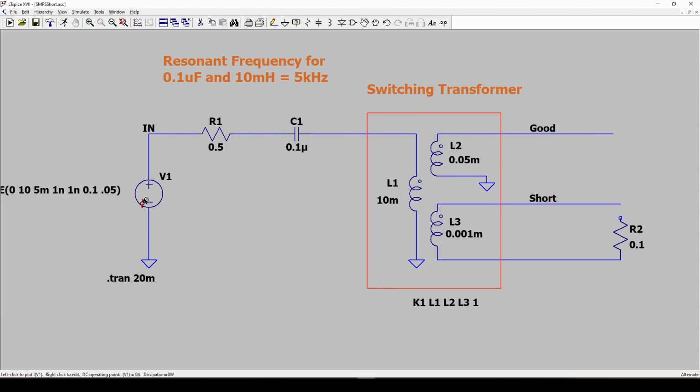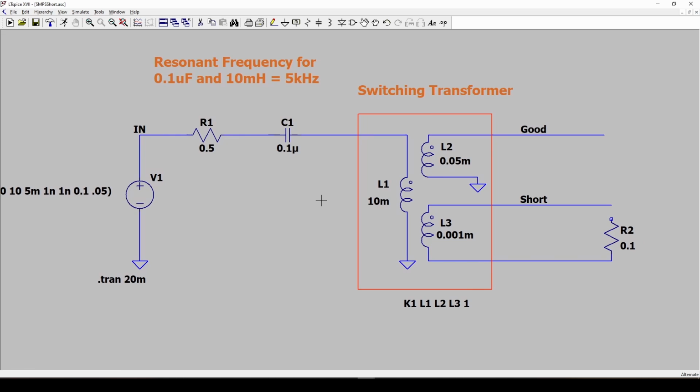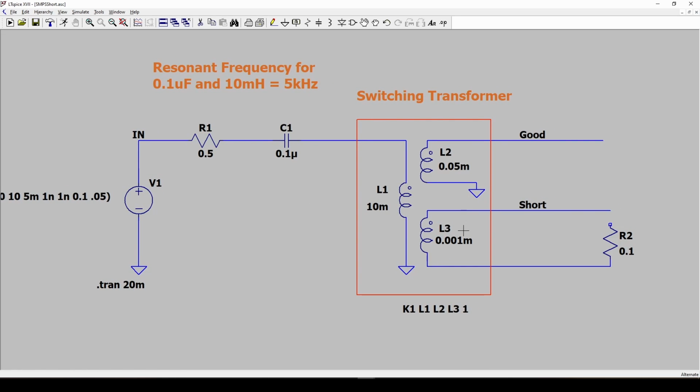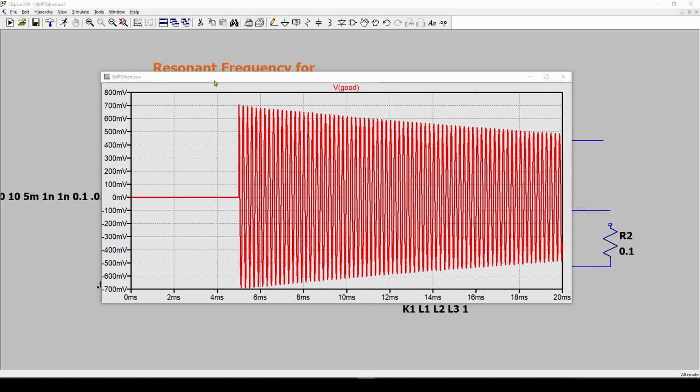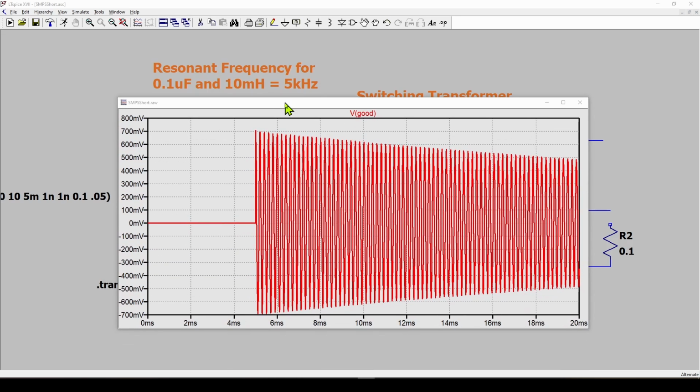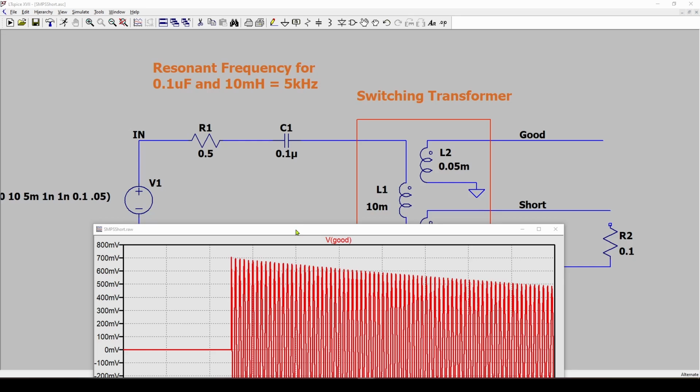Again, we're going to put a 0 to 10 volt step in here, and we're going to monitor some of these voltages and see what we get. We'll start out with no short-circuited turn on the transformer. We're just applying a pulse and watching this ring, and we should be able to see that on this good winding output. So let's run this. So here is the voltage measured on this good winding. And you can see it's kind of like we had in the other circuit where it's oscillating, probably at 5 kilohertz, and it is slowly decaying over time because of the resistance in this primary.